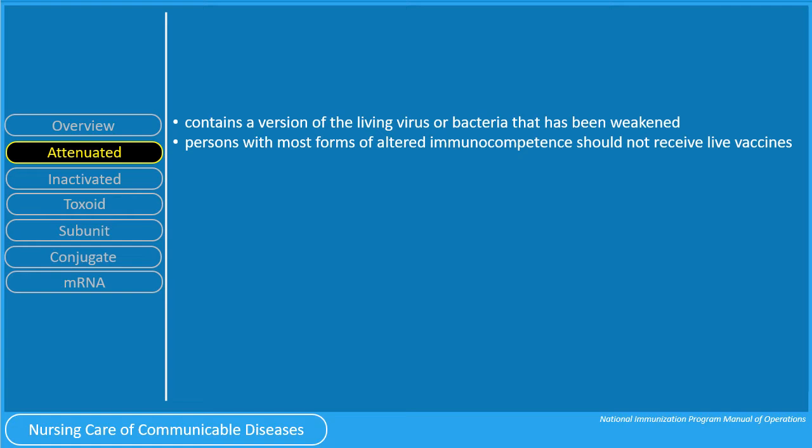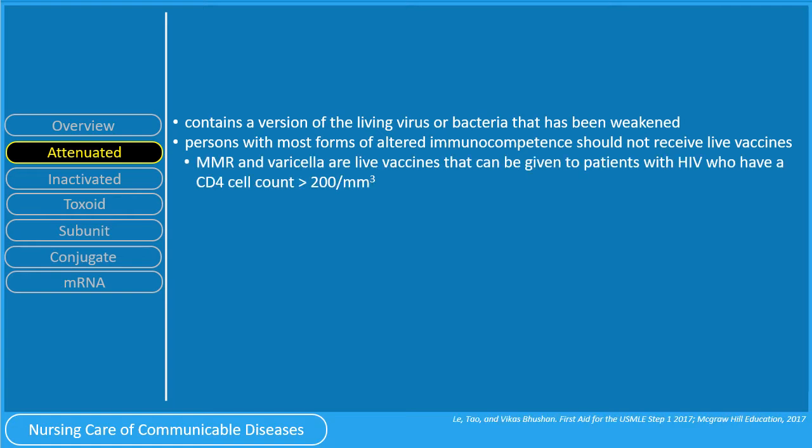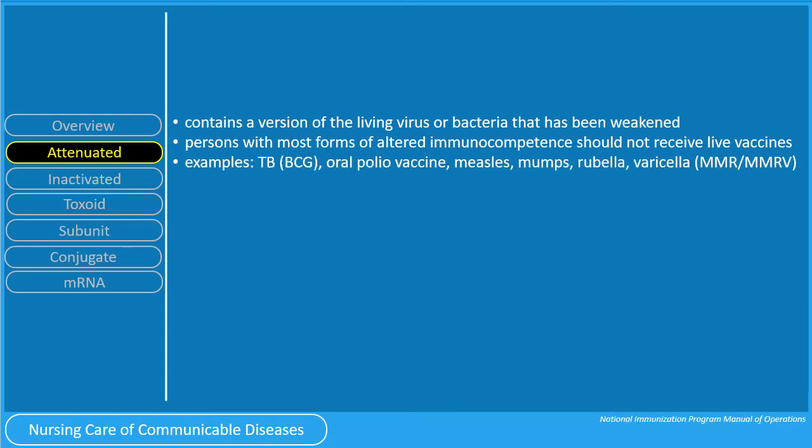However, exceptions exist. For instance, MMR and varicella are live vaccines that can be given to patients with HIV who have a CD4 cell count of more than 200. Examples of live attenuated vaccines include TB's BCG, oral polio vaccine, measles, mumps, rubella, varicella, or their combinations MMR or MMRV.